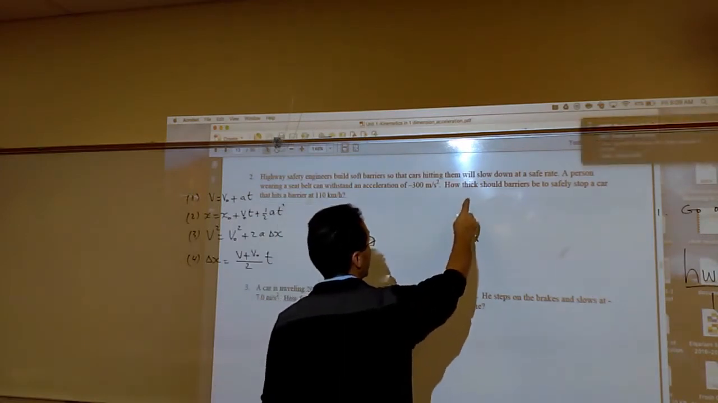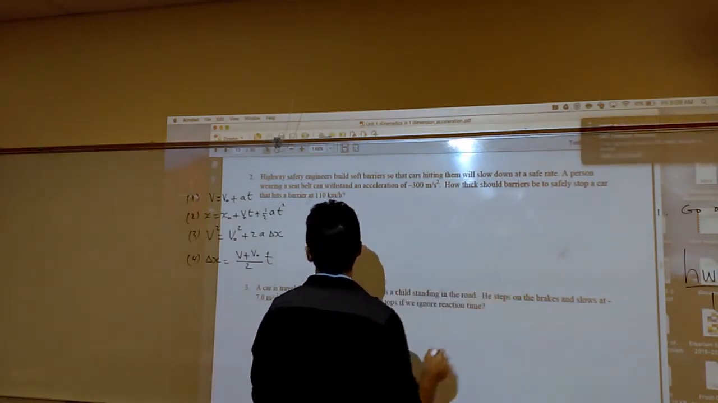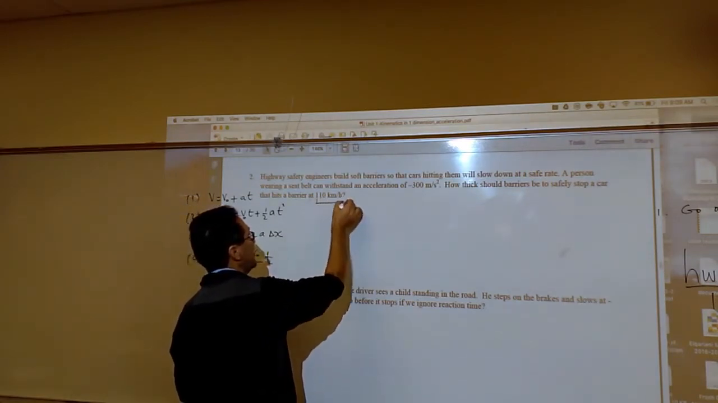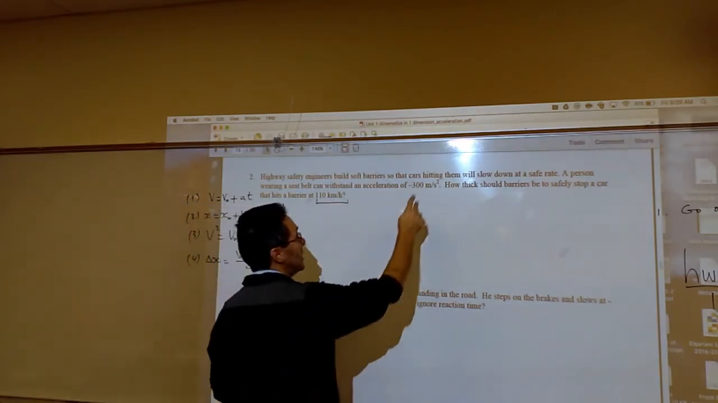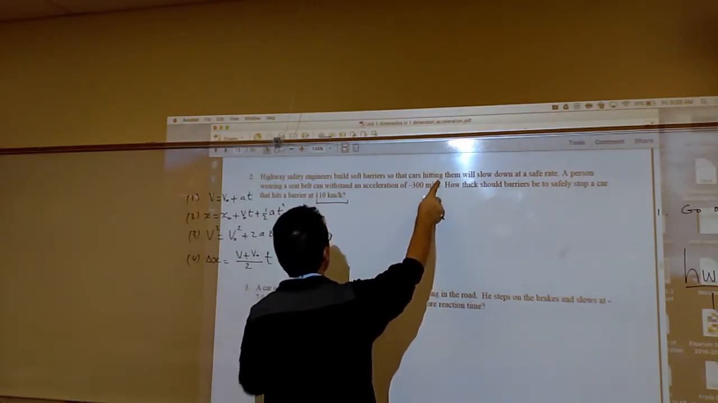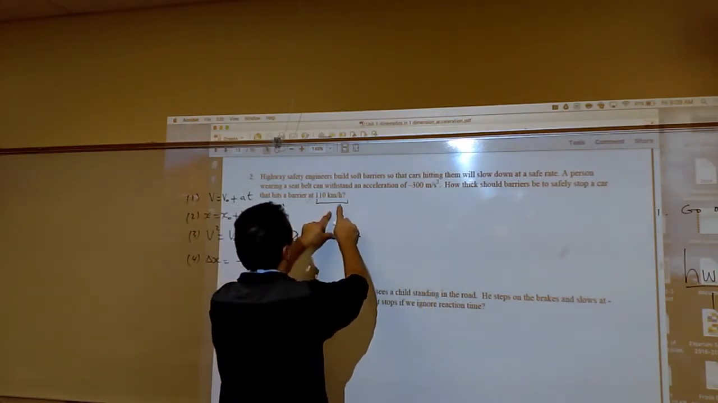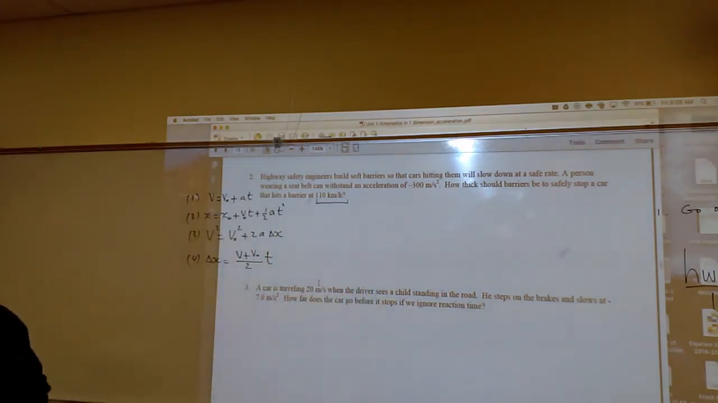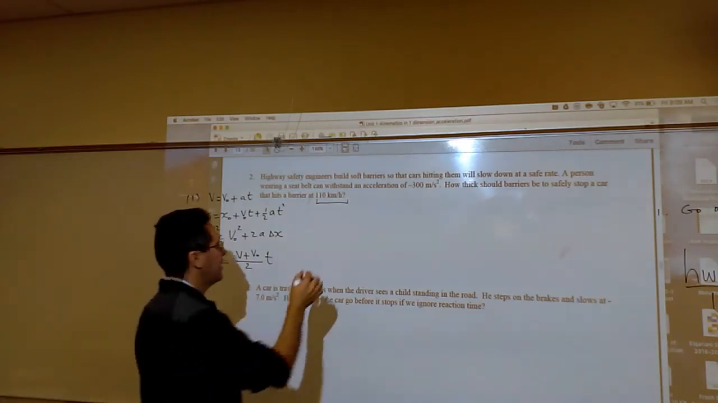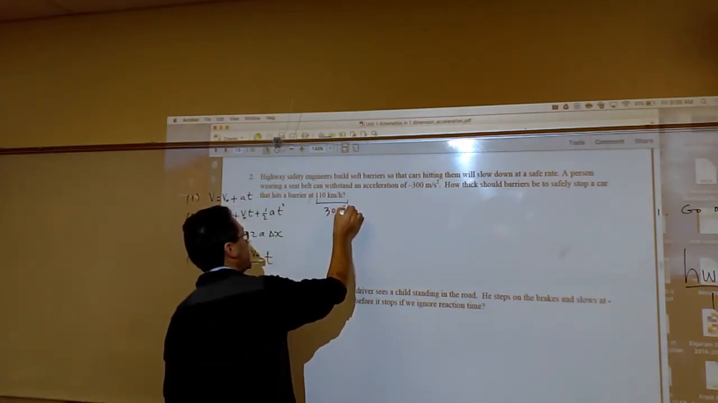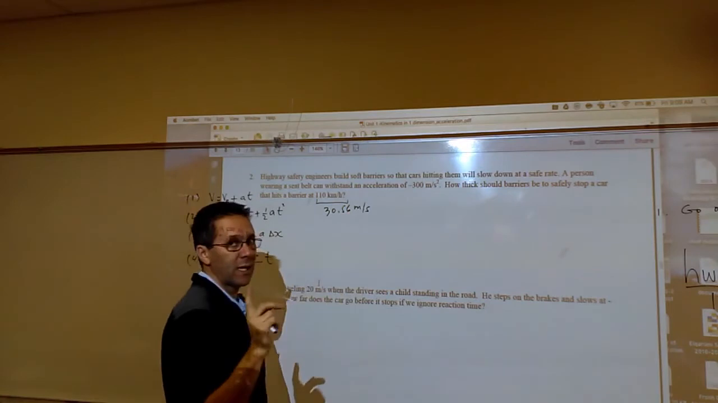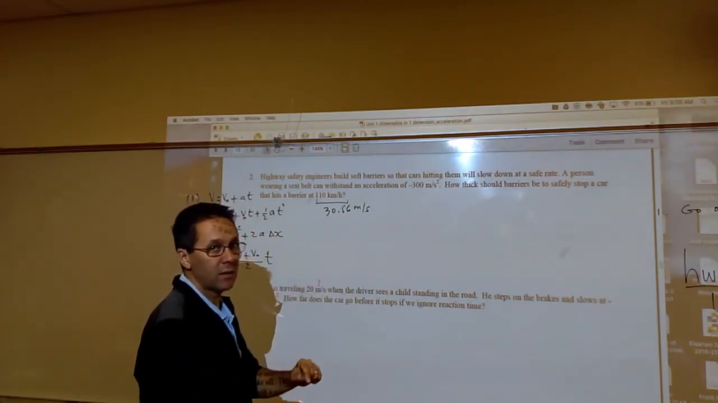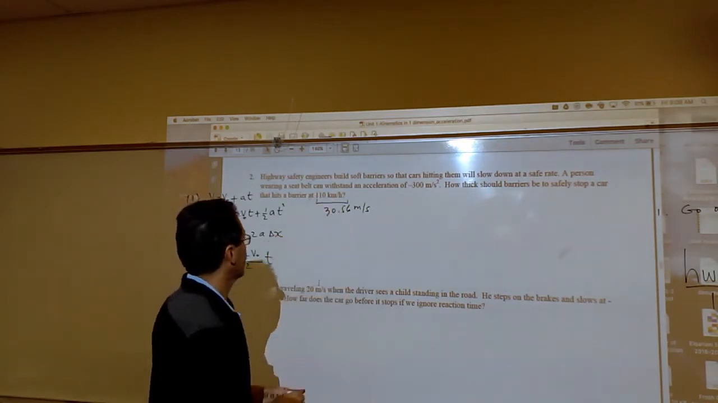How thick should the barriers be to safely stop a car that hits a barrier at 110 kilometers per hour? Now, you got to pay attention to the mixed units. This is in meters per second squared. This is in kilometers per hour. So I'm going to change the kilometers per hour to meters per second. I've already done that, and I'm getting about 30.56 meters per second. Now, when you're doing the calculations, don't use 30.56. Use whatever you got in the calculator when you did the conversion.